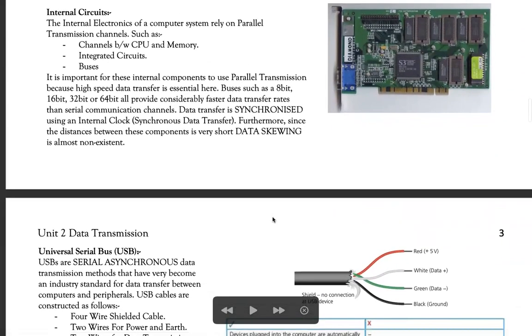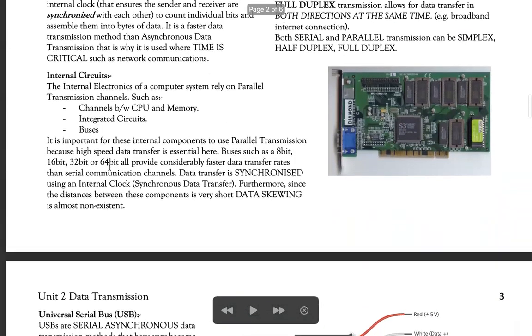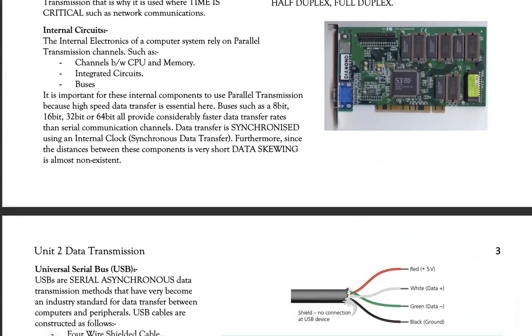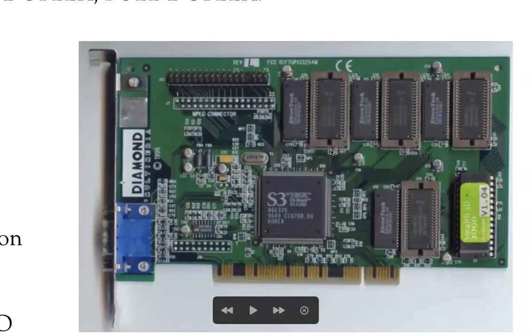Okay, let's now discuss the difference between internal circuits and USB, Universal Serial Bus. Now, the internal circuits are a very good example of how parallel data transmission is combined with synchronous data transmission. All components within your computer operate on the principle that transmission is carried out on these tiny, short parallel channels. Why? Because all internal transmission requires immense speed to keep up with the CPU's processing rate.